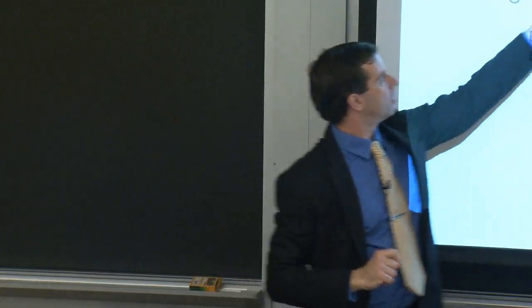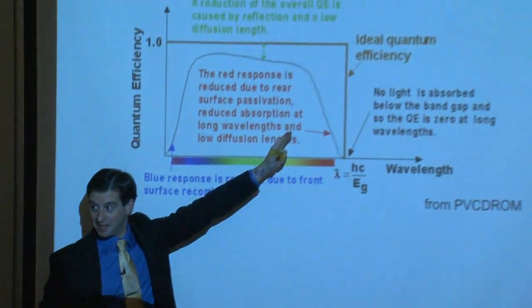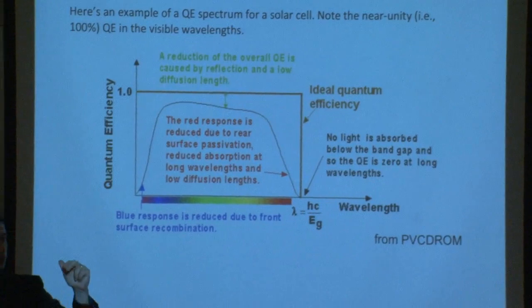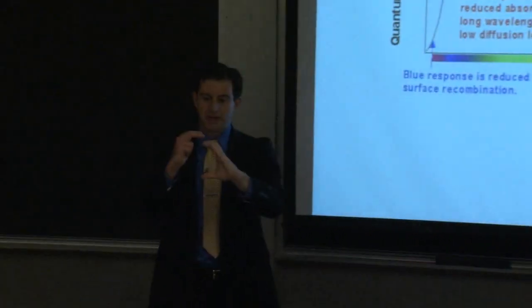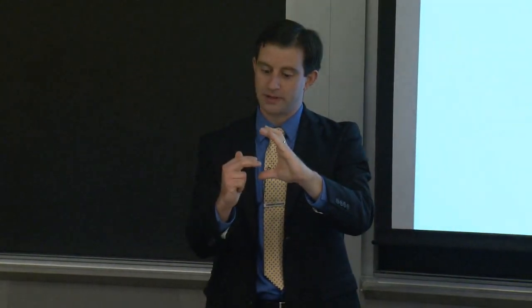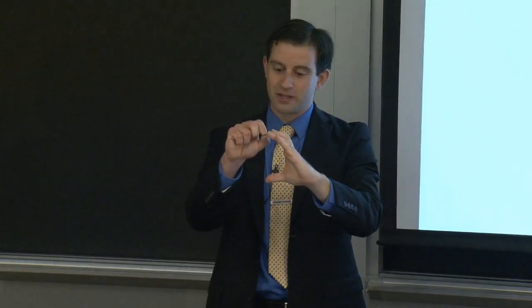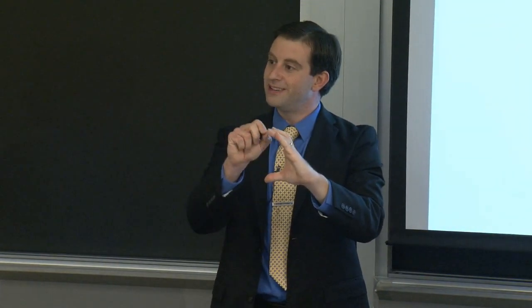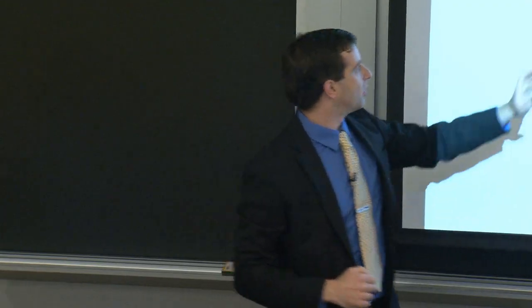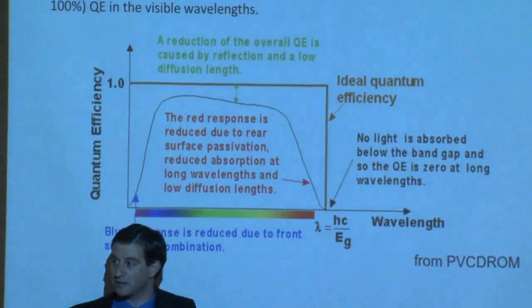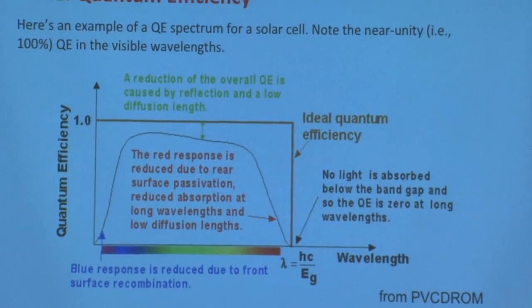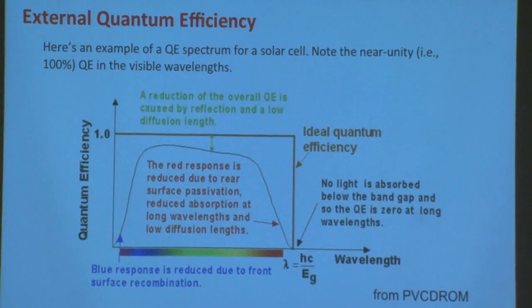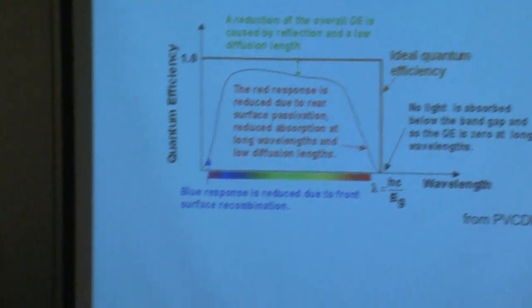Right? And as we go to longer and longer wavelengths, if you remember, your optical absorption coefficient begins dropping. That means that the average penetration depth of the light is increasing. And so the average distance that the electron-hole pairs are being generated from the junction is increasing. So in other words, as we go from short wavelengths to longer wavelengths, the distance from which the electron-hole pairs are being generated from the junction is increasing.